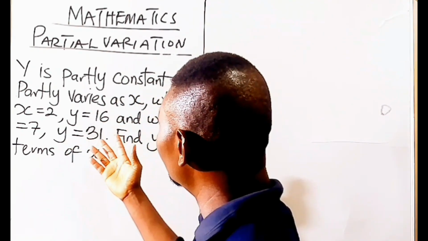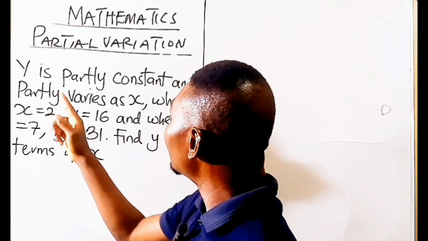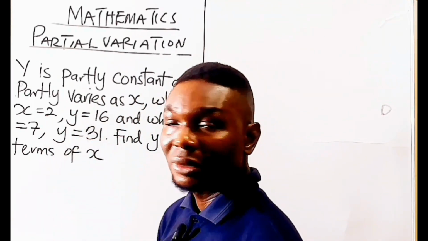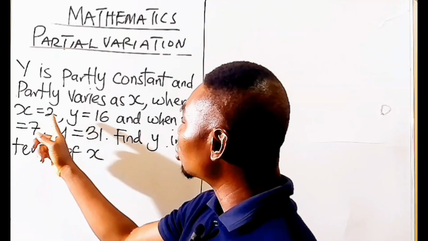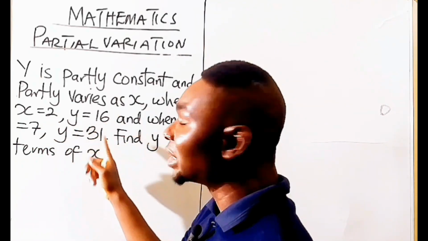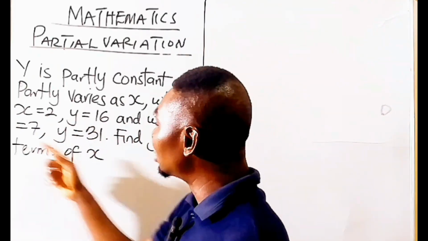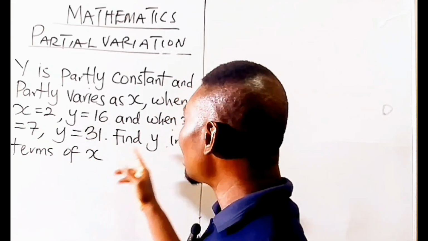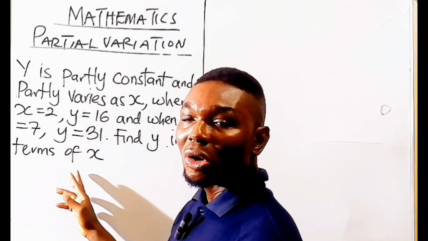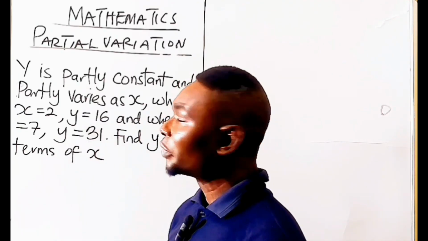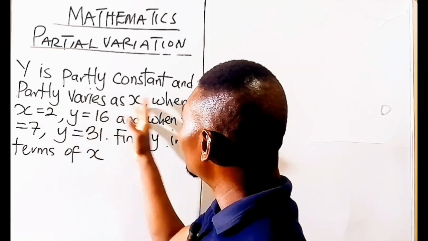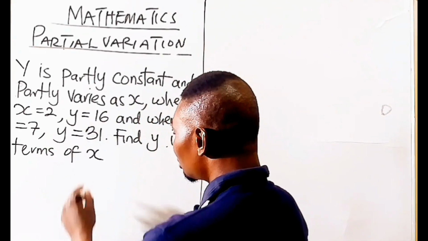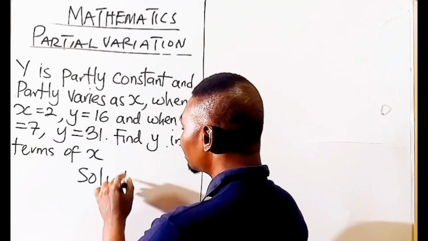Let's say, for instance, we have this question: y is partly constant and partly varies as x. When x is equal to 2, y is equal to 16, and when x is equal to 7, y is equal to 31. Find y in terms of x. From this question, it is a partial what? Variation.